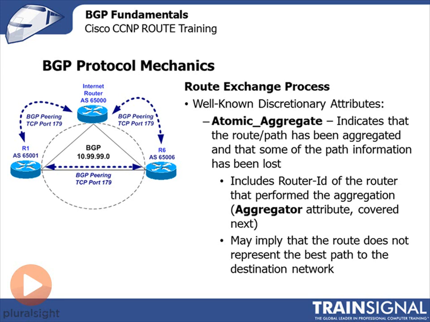Another well-known discretionary attribute is called the atomic aggregate, which sounds like probably some sort of superhero costume or designation, but it's actually talking about that somewhere along the way a route has been summarized or aggregated and some of the AS path information involved has been lost.